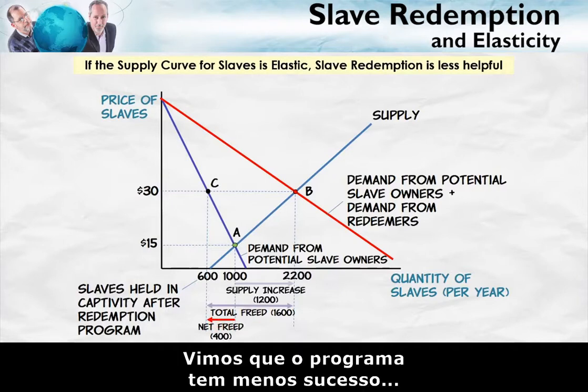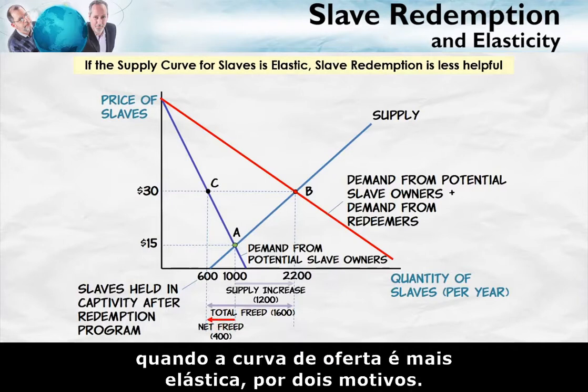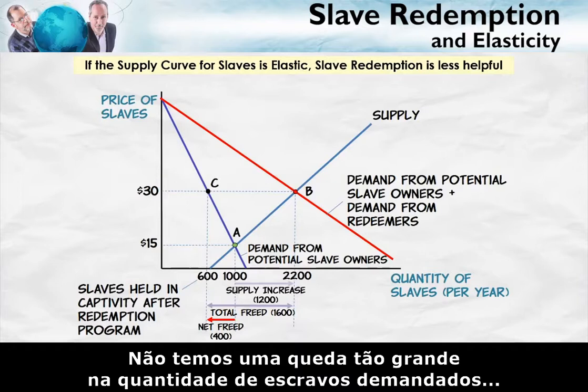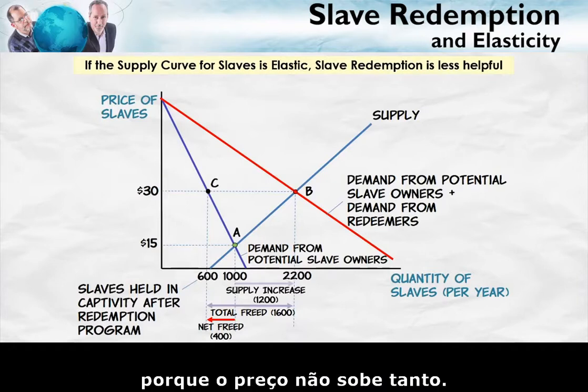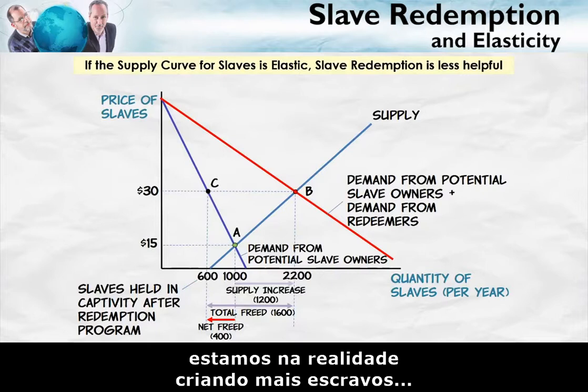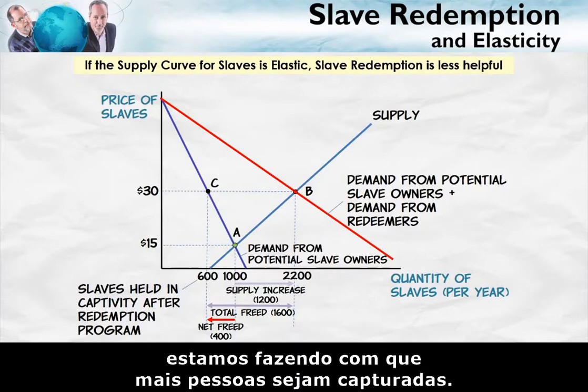So the program is less successful when the supply curve is more elastic, really for two reasons. First, the number of people who are freed on net goes down. We don't get as big a drop in the quantity of slaves demanded because the price doesn't go up as much. The second reason, however, is that in order to get that net freed, we've actually created more slaves. We've actually created more people who are captured.